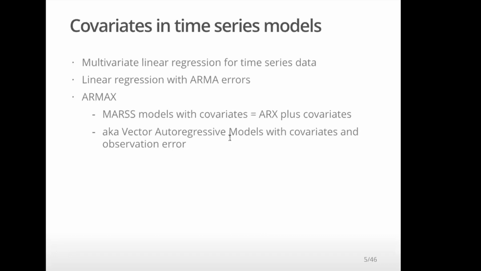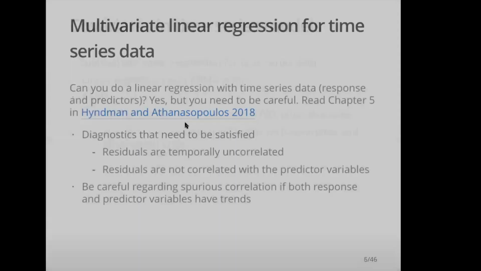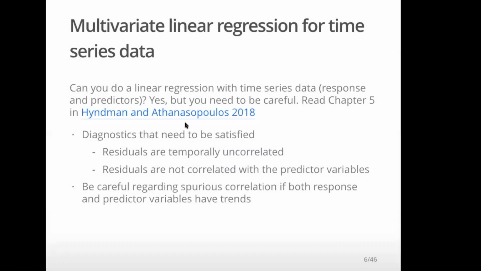I also want to point out that we use the term MARSS, multivariate autoregressive state space. If you run into the term vector autoregressive, that's the same thing. A vector autoregressive state space model would be the same as a MARSS model. Just different terminology.